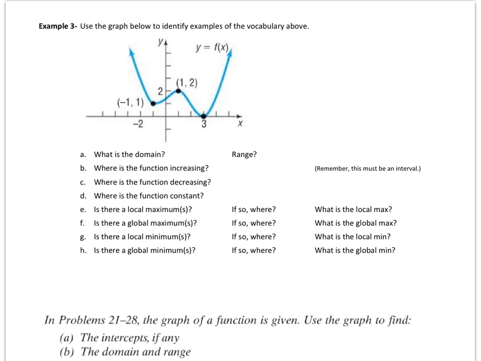All right, so now example 3 says use the graph to define some of the examples of the vocabulary above. So this point right here, that's a local min. This right here is a local max. Now this point right here can be considered a local min, but it's also the absolute minimum of this graph, because that's the lowest point this function ever goes. And then the absolute maximum is obviously here, it would be infinity.